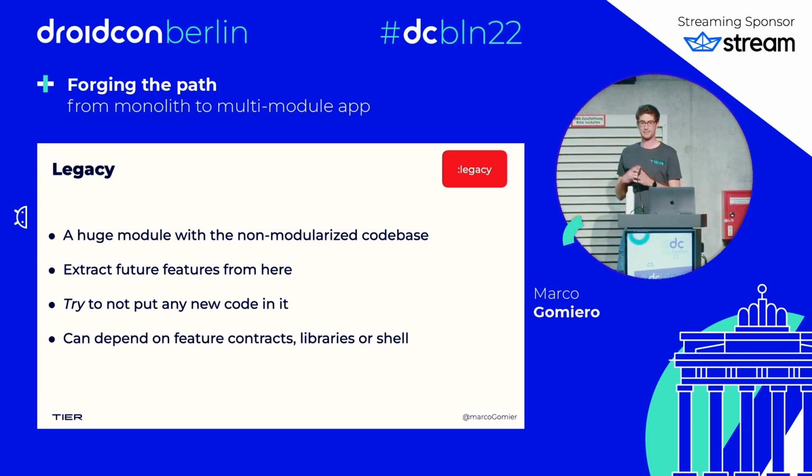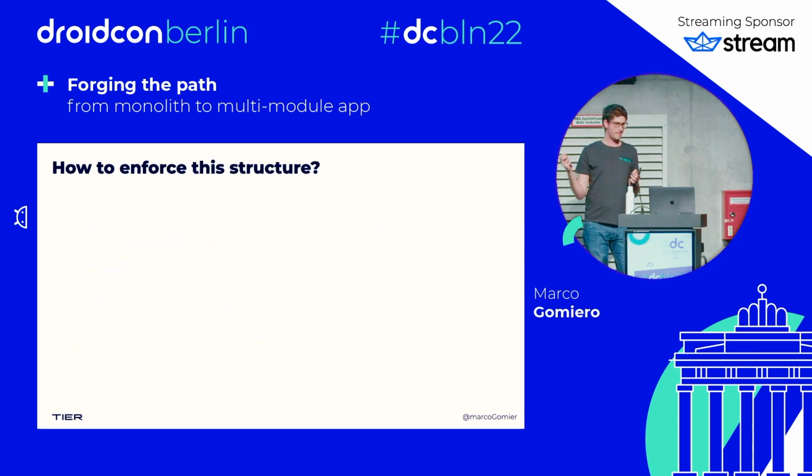And this legacy module is basically just yet another feature module, but it is special. But for that reason, it could depend on other feature contracts, because maybe you want to start a new module from the legacy code, and of course it can depend on libraries and shell, because it's just like yet another feature module. So we have this beautiful structure, and how can we stick to that?